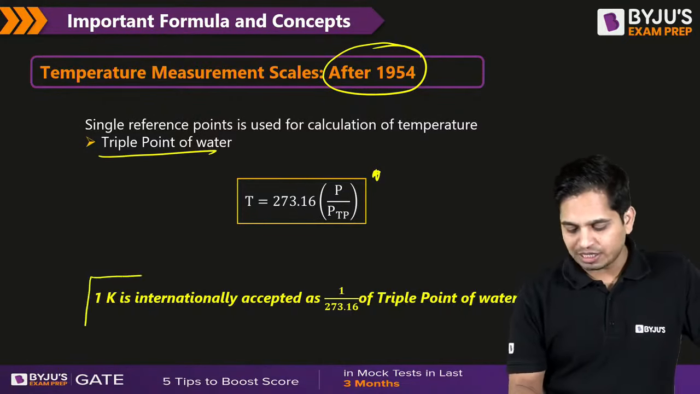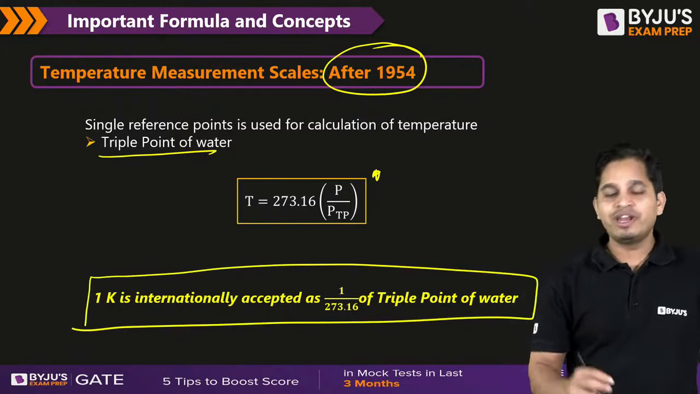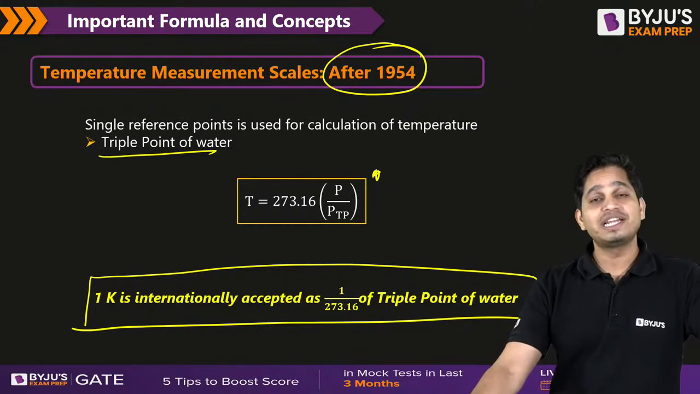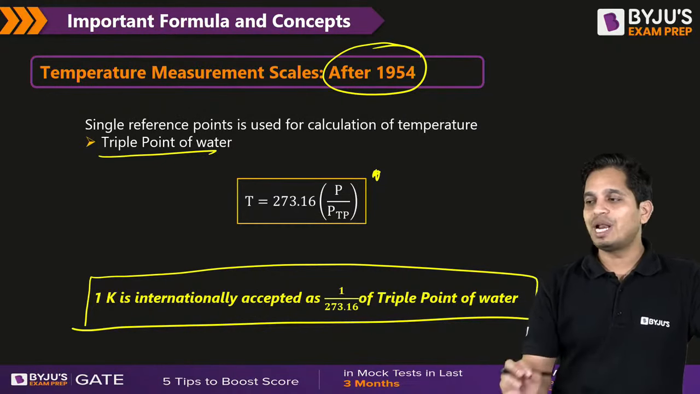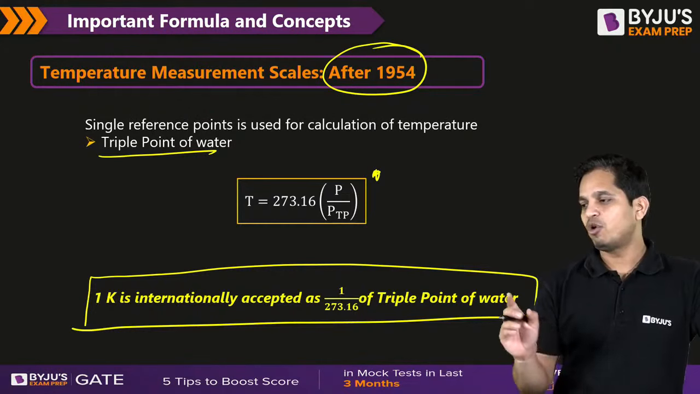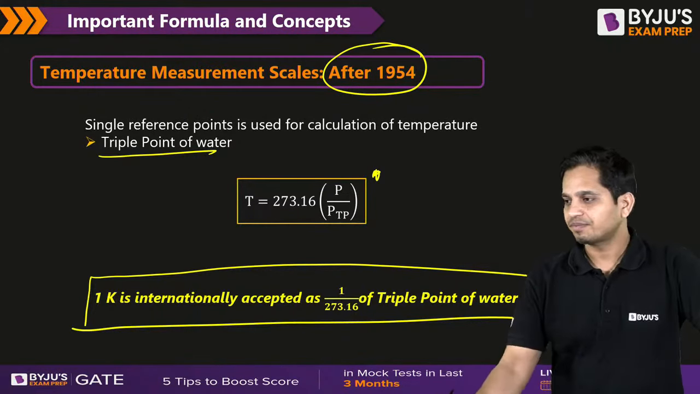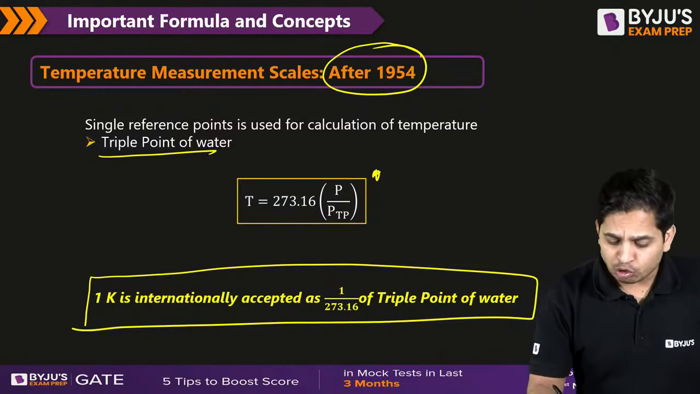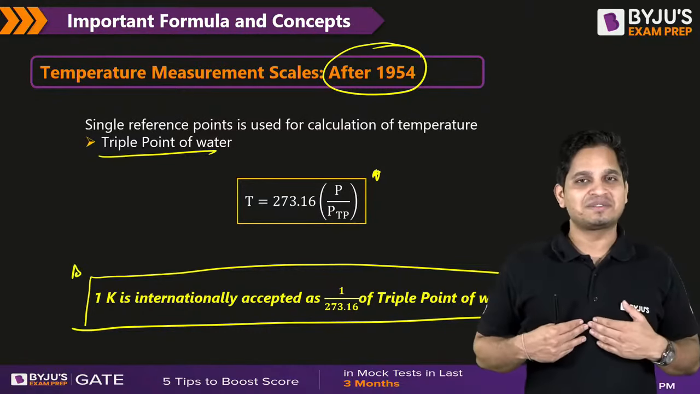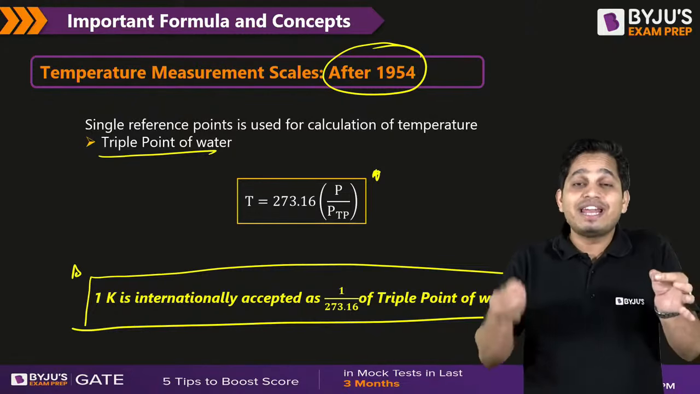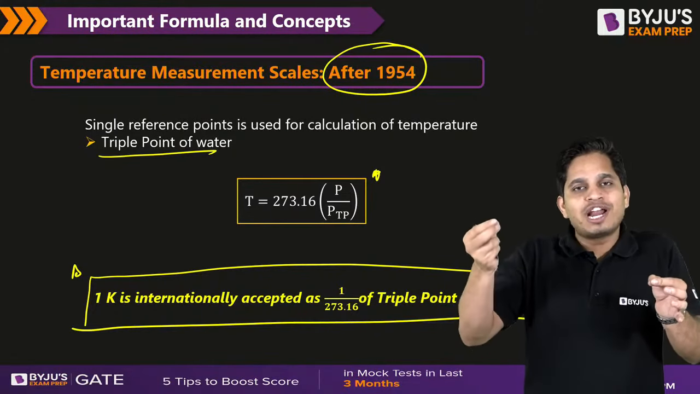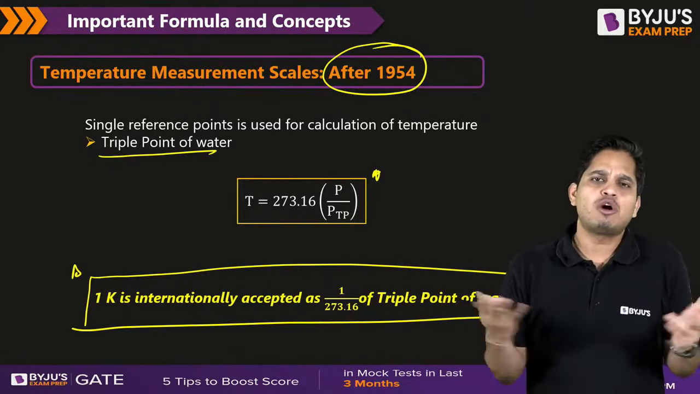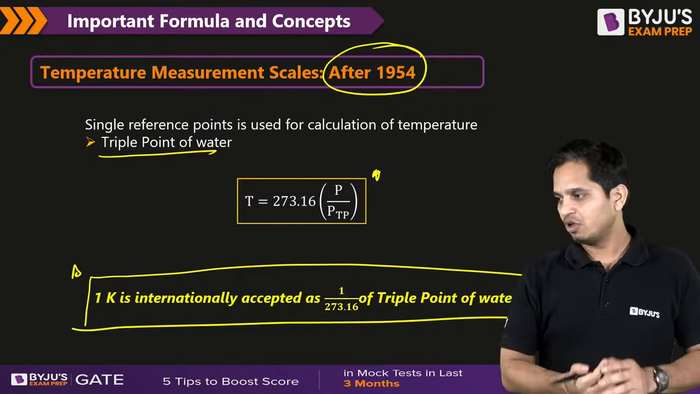And again, one of the objective questions: 1 Kelvin is internationally accepted as 1 upon 273.16 of the triple point of water. Okay, so this is how they have defined it. I cannot do anything in this. They have defined 1 Kelvin according to 1 upon 273.16 of the triple point of water. This is how they have defined it. I cannot do anything. Okay, chalo.